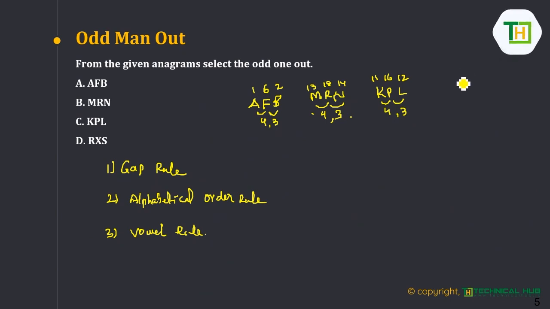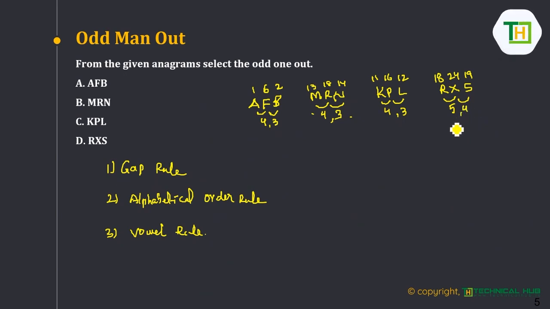Coming to the last option, R, X, S. R means the 18th letter, X is the 24th letter, S is the 19th letter. Between R and X the gap is 5 letters, S, T, U, V, W. And X and S, the gap is 4 letters, T, U, V, W.